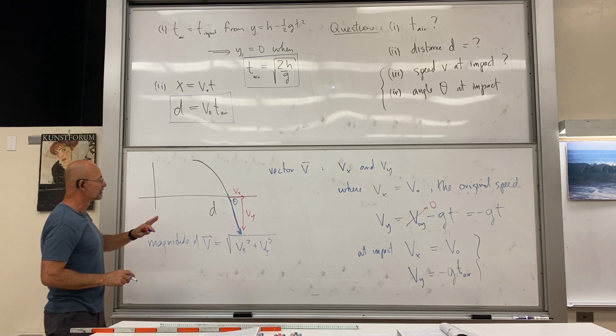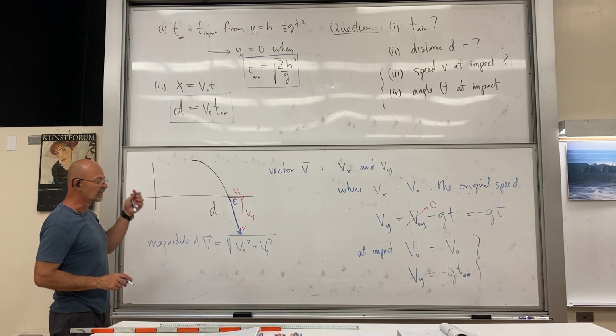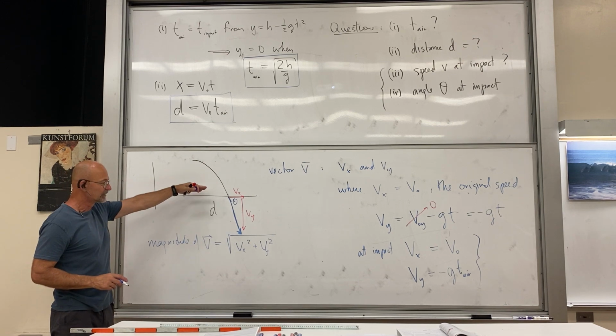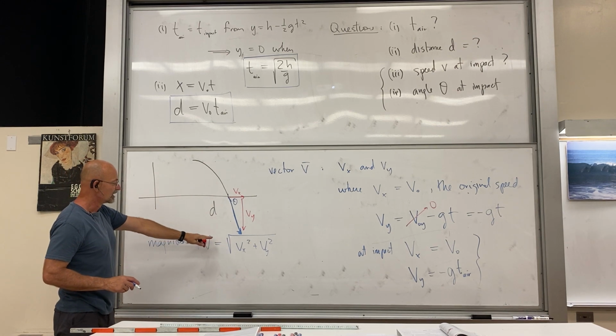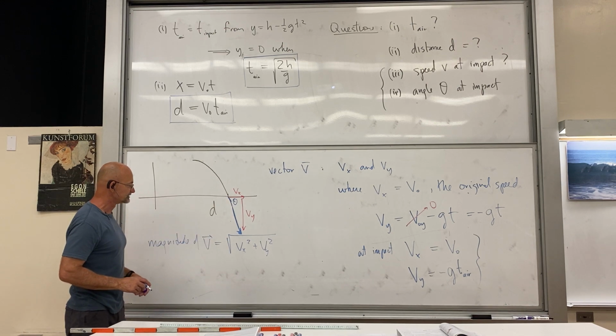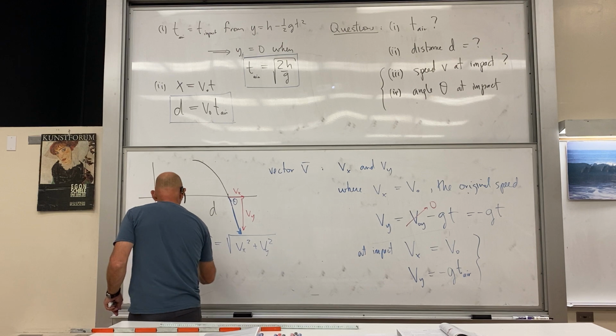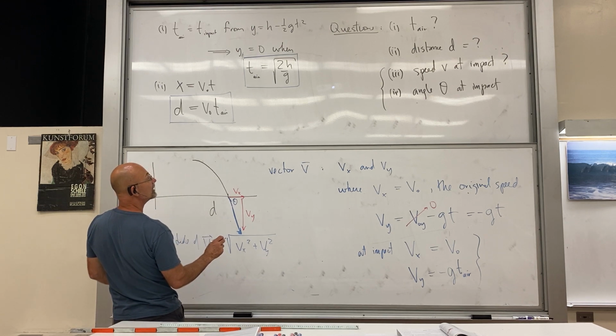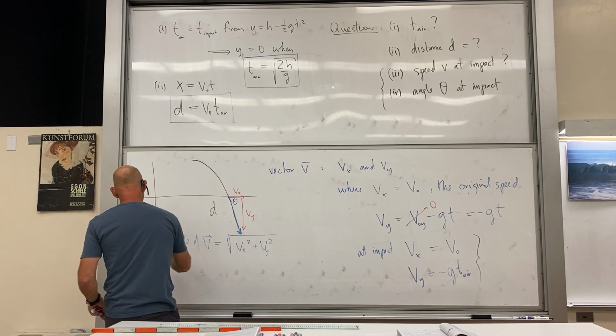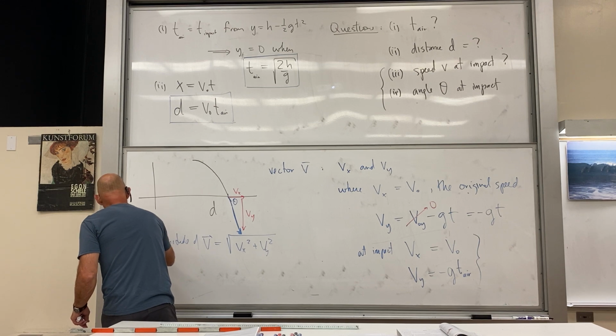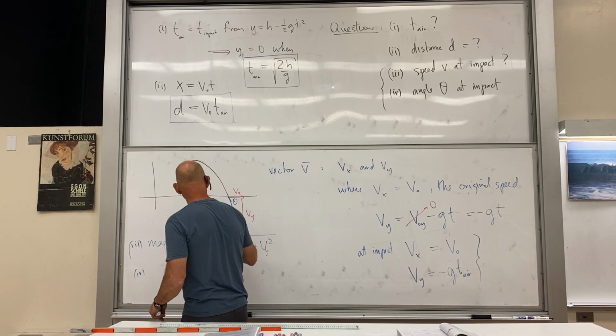Okay. And this is pretty much what we need with vectors in this chapter here. Just this business of the two components, Pythagorean theorem. And we could also get the tangent of theta to finish this off. So speed v at impact, that was part 3. And part 4, we'll just use some trigonometry.